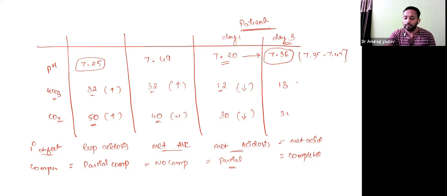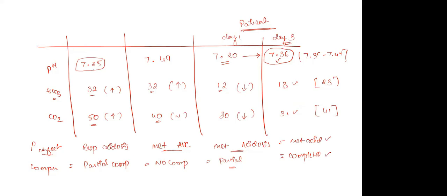After some days, the bicarbonate levels will come into the normal range of 23, and carbon dioxide will come into the normal range of 41. So after a few days, it will also come back to normal. But the thing here is whether the pH has come back to normal or not. So metabolic acidosis has complete compensation. It's completely compensated. Is it clear how to interpret? Yes, sir.